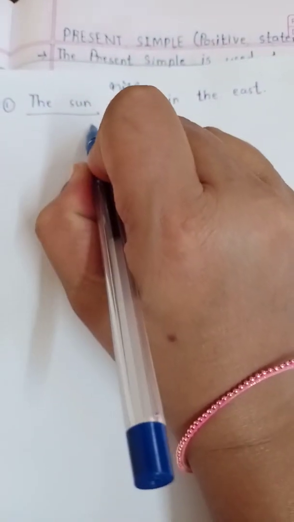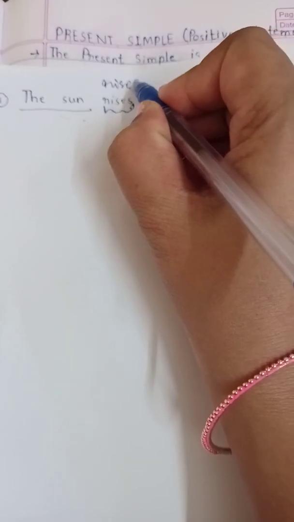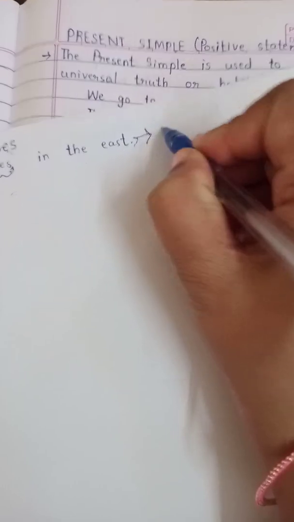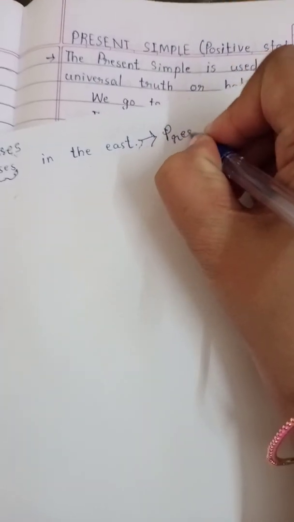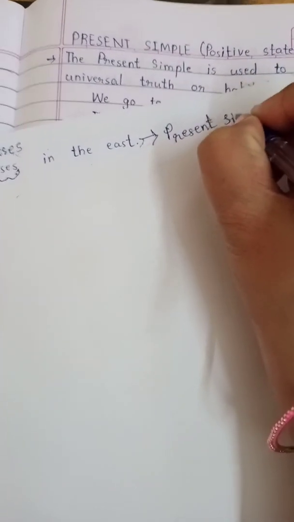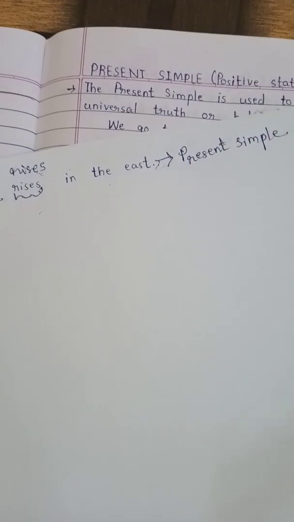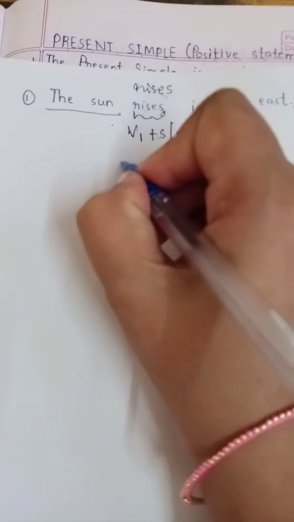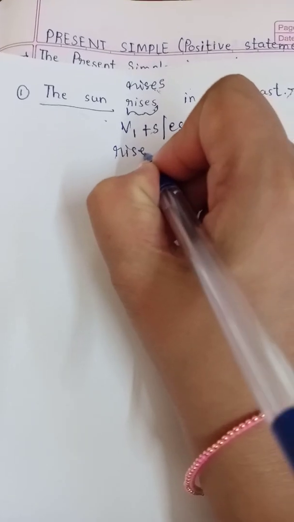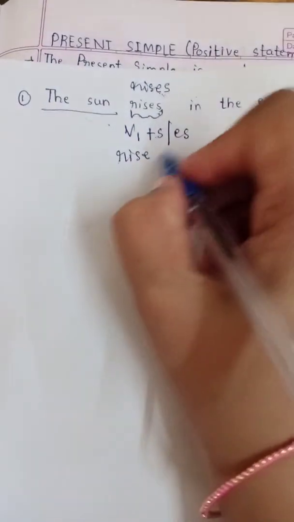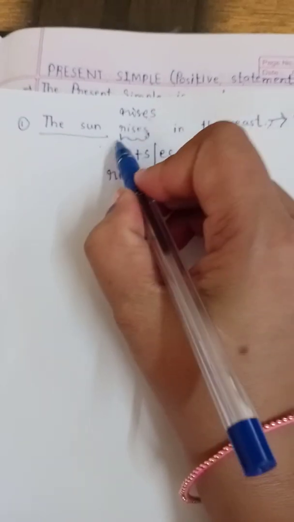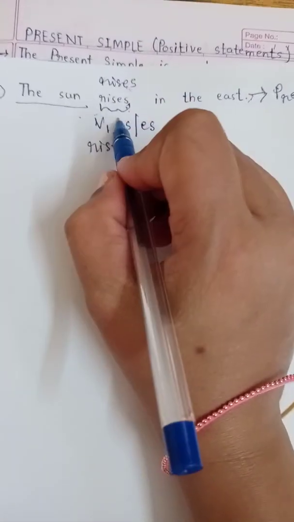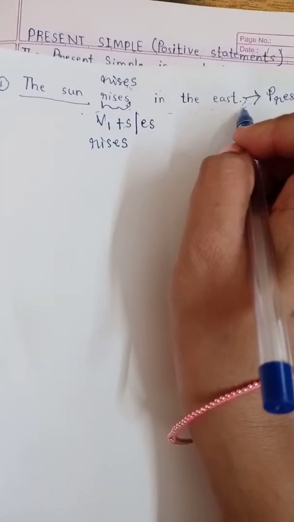So the subject is singular, so you will add s or es. This sentence is in present simple. In present simple, how will the verb form be? The verb form will be V1 plus s or es. So see here, rise. The subject is singular, so s is added to the verb. The sun rises in the east.